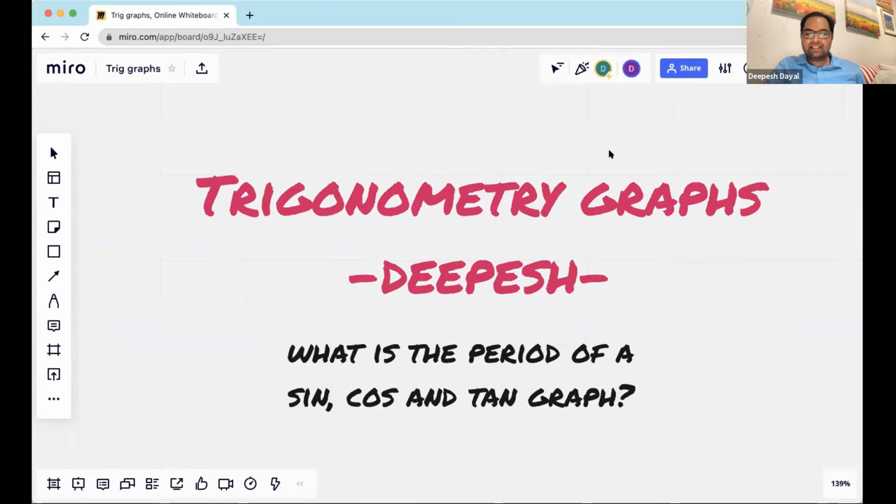Maybe if you want to unmute or type in the chat, what is the period of a sine, a cos, and a tan graph? Remember, they don't need to all be the same. They are possibly different. Or maybe two of them are the same. Maybe you can tell me.